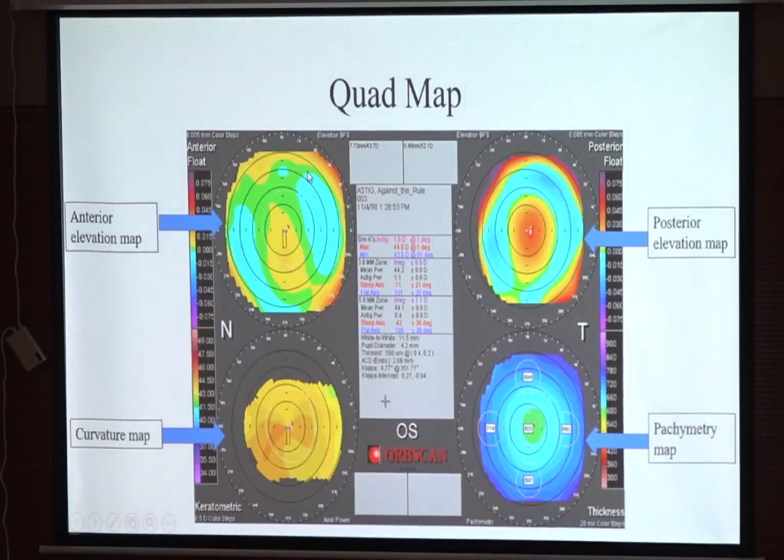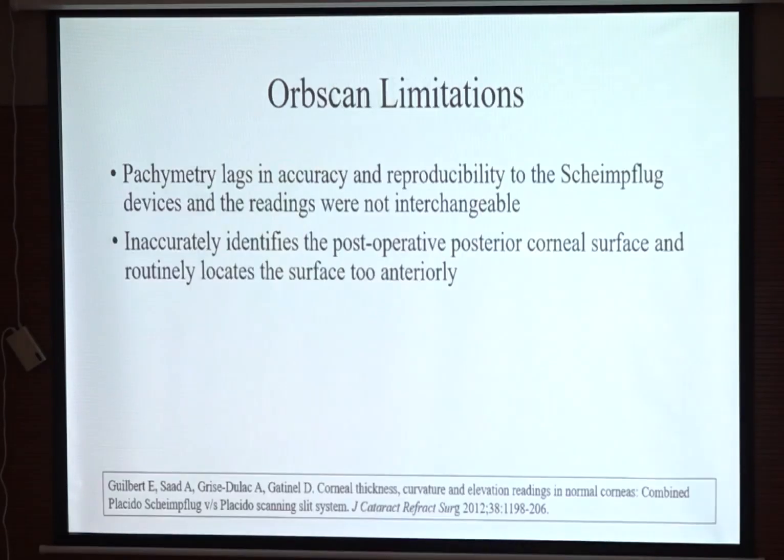So this is a quad map shown on an OrbScan, although it is not used nowadays, but we just have an overview wherein you have 4 maps: the anterior and the posterior elevation maps. These are also not the true elevation maps, these are extrapolated. Then you have the curvature map, and then the pachymetry or corneal thickness map. In the center you have various parameters, which include your keratometry value and the pachymetry value, and apart from that you also get white to white diameter, pupil diameter, the thinnest pachymetry, and AC depth.